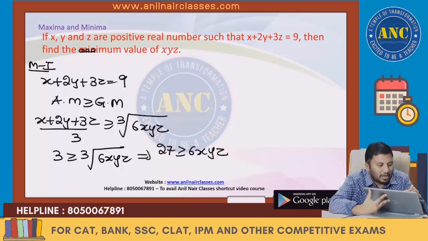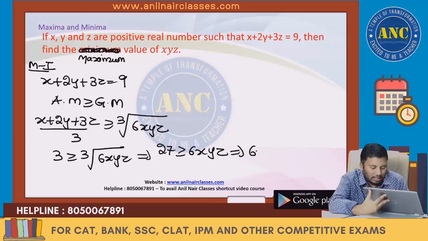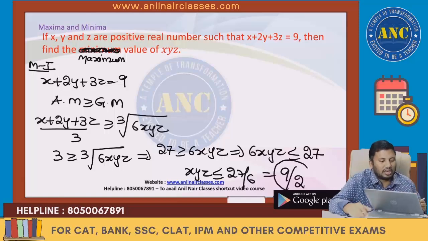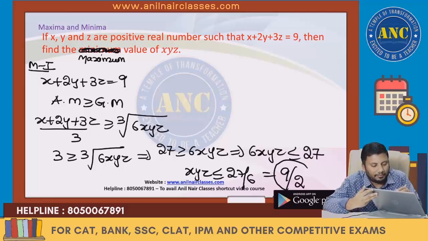Again it is a maximum, sir. I think I did this question in the morning. Anyway, I am doing a repeat. Now I just realized, this is nothing but 6xyz less than or equivalent to 27. So xyz is less than or equivalent to 27 by 6, which is 9 by 2. The answer is 9 by 2. This is method 1.